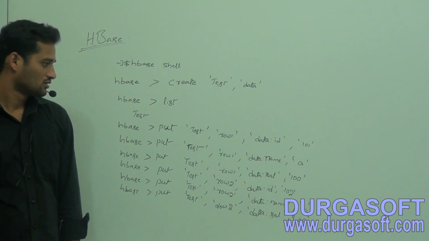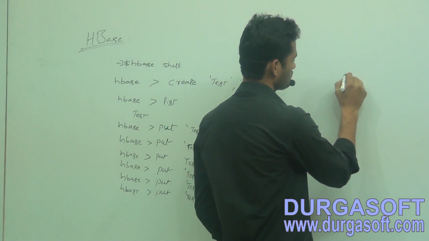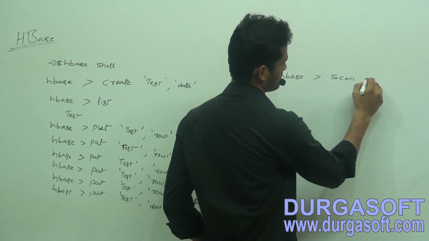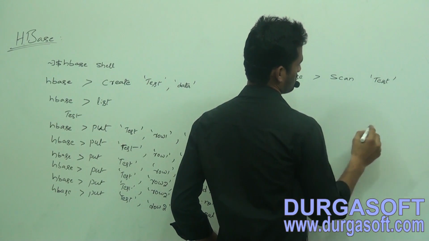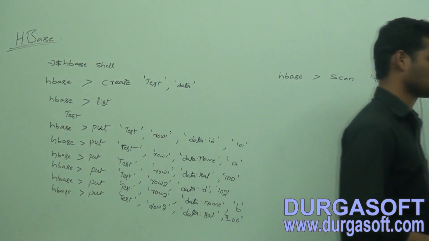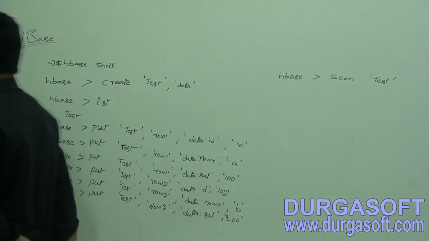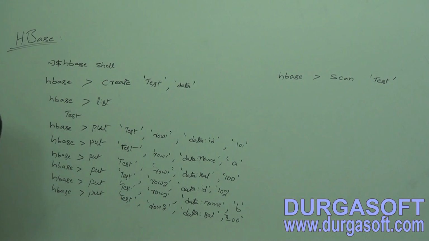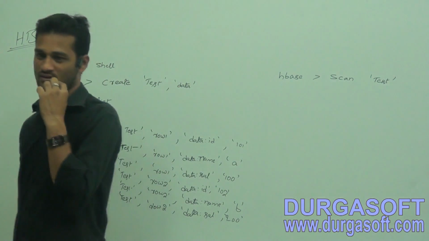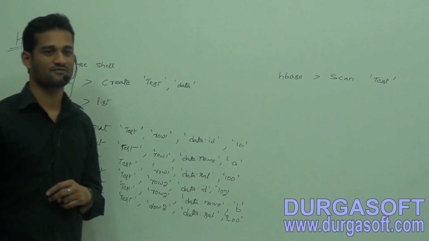So once you are doing all these things, now I'll give, take down this: HBASE scan 'test'. Once you do this, what will happen? Generally, what is the query to display the content of the table? Select star from table name.